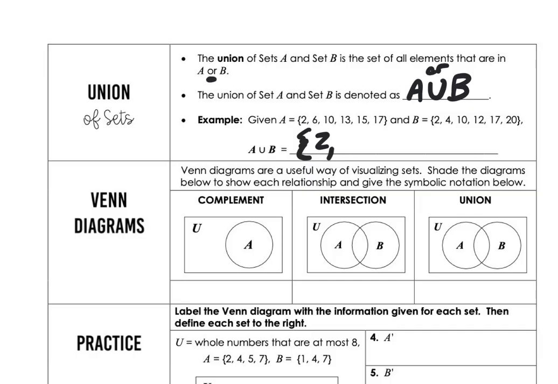The next biggest one is 4. 4 is in B, it's not in A, but it's in one or the other, so we've got to include it. And then we've got 6. 10 is in both, but I don't need to list it twice. 12, 13, 15, 17, and 20. Okay, so it's a pretty long list. We're saying these are all the numbers that are in one or the other. So everything that's included in one of those two sets has to be included in my big set, my OR set.